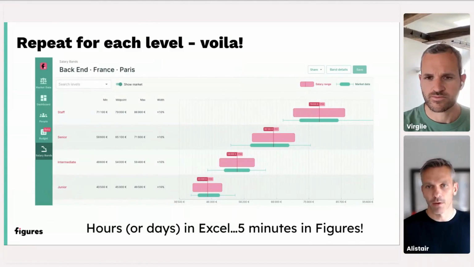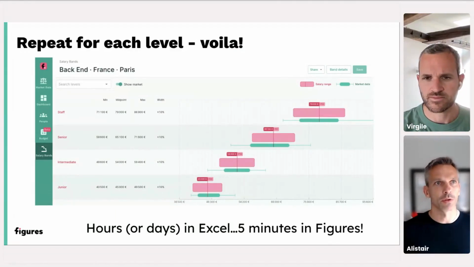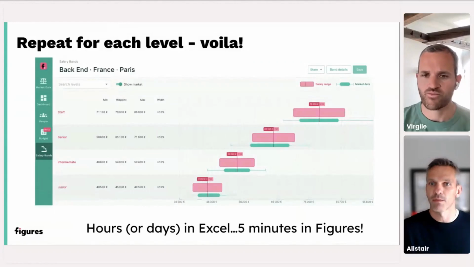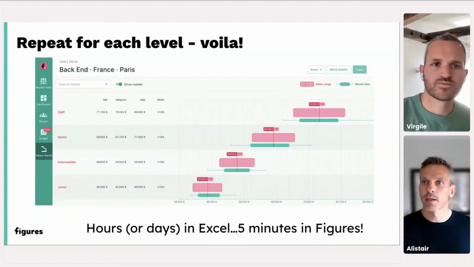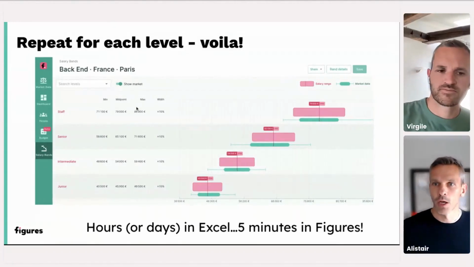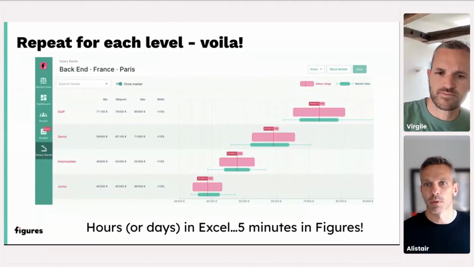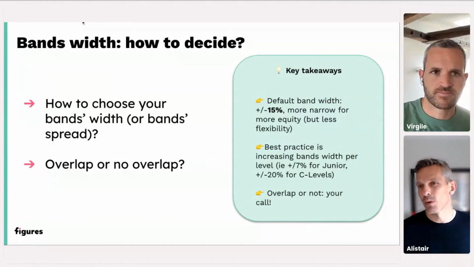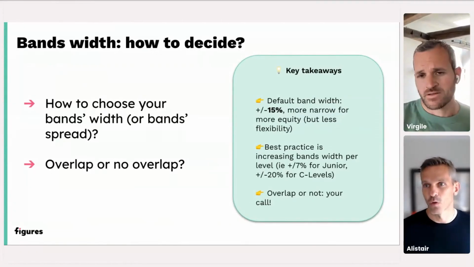I think band overlap is great if you want to give someone a pay bump within a level. Perhaps they're close to the top of the level, but they're not ready for a promotion, but you can give them that pay bump. So it gives you a little bit more headroom between levels without getting someone to the top of a level. They're not ready for promotion, but you want to give them a pay bump. So that's what band overlap is really there for.